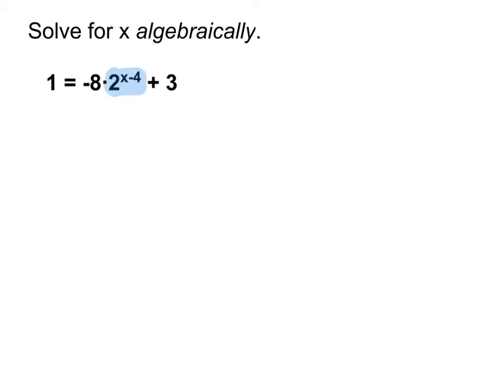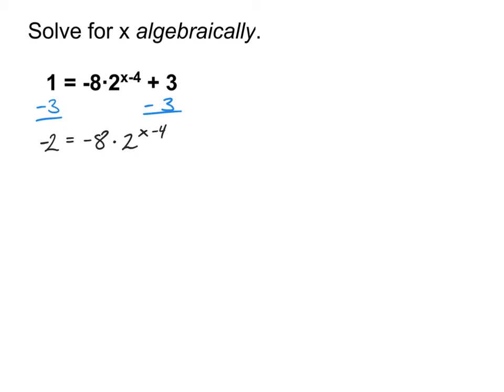That's, in this case, the 2 to the power of x minus 4. And so we need to then get rid of that minus 8 and that plus 3 before I can turn it into a logarithm. Of those two, the very first thing I would get rid of then is the 3 because it is being added. So I'm going to subtract 3 from both sides.